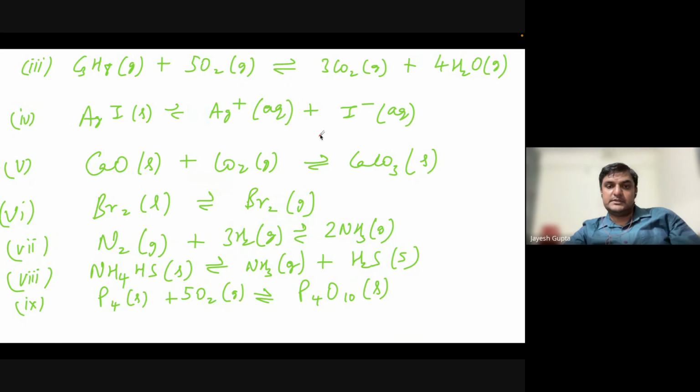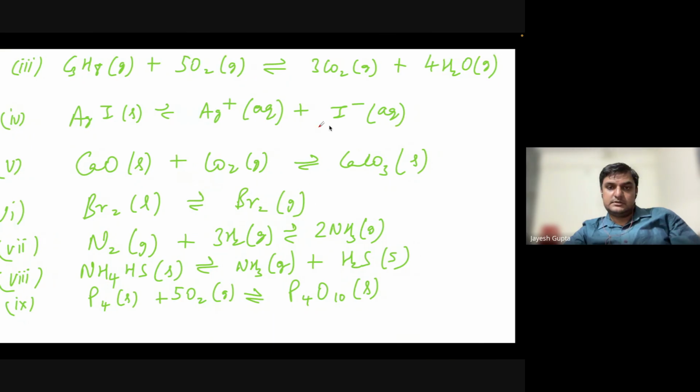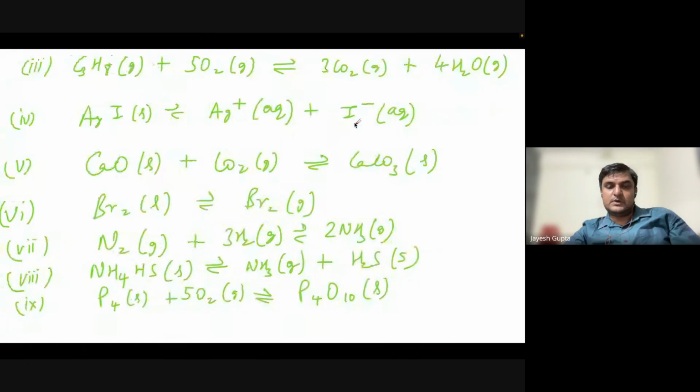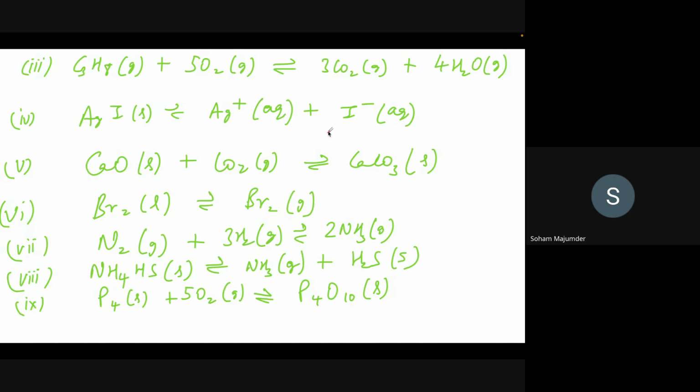Saket, can you hear me? Okay, so you tell the fourth one. So I got Kc is 1, Kp is not defined.